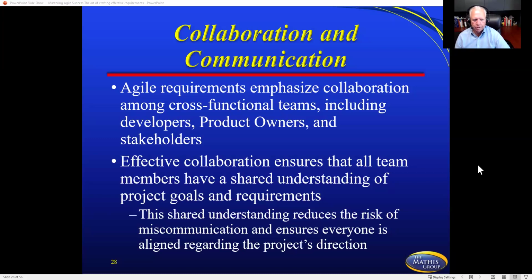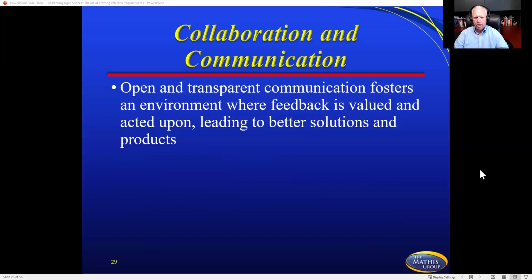So requirements emphasize collaboration among cross-functional teams, and effective collaboration ensures that all team members have a shared understanding of the goal. As a team, we know what those goals are because we've talked to the product owner, and then we're learning it as we go along, as we do our retrospectives, and we learn where we missed the mark in each of those cases. So that's causing our gathering of the requirements to be in pieces rather than all at the front.